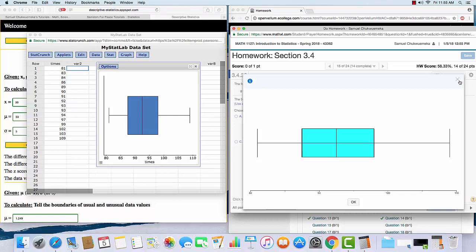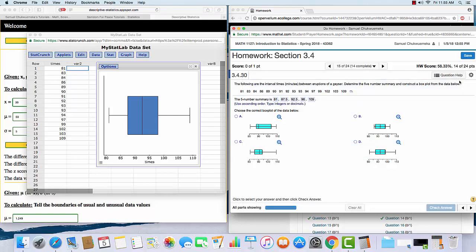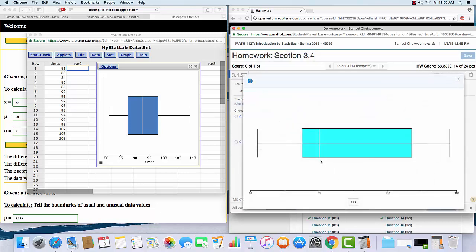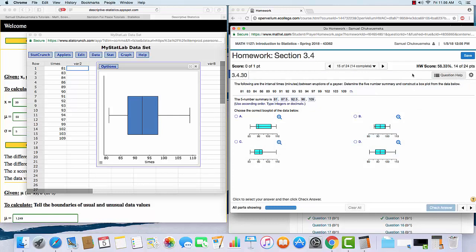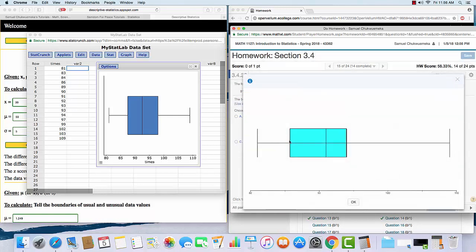D is okay. Okay. Now let's go to the first quartile, which is 87.5. Yeah, this looks like actually 90, not 92.5 for this median here. So let's eliminate A. Let's just deal with C and D. So the first quartile, 87.5. C is okay.